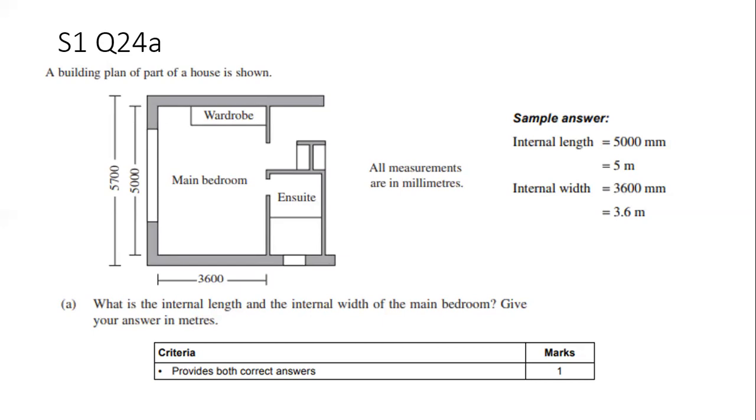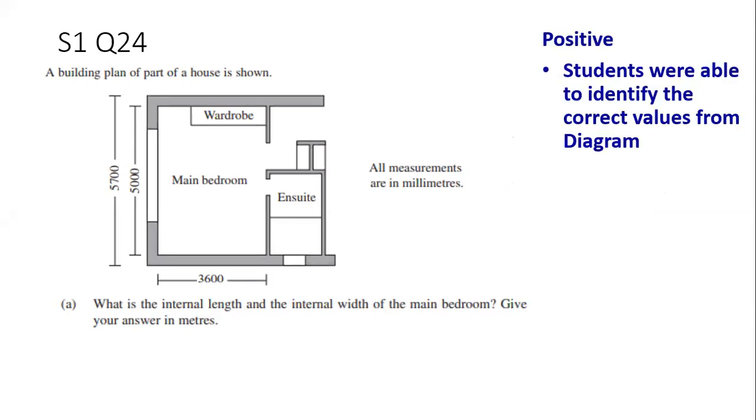What was quite good with this is that the sample answer gave obviously 5 meters and 3.6 meters. The vast majority of kids were able to identify the right values, but were unable to correctly convert them into meters. With that particular part, they were able to identify the correct values, and they did actually take the 5,000 for the internal width of the main bedroom, which is great. Not many kids were using the 5,700, but we did see a number of kids use the 5,700. But it was the not converting into meters that is the biggest concern.